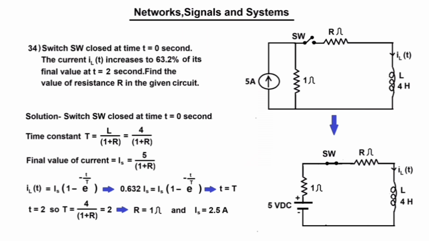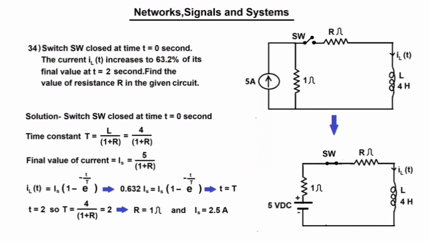When switch S is closed at time t equal to 0 second, time constant τ equal to L upon total resistance, 1 plus R ohm, is equal to 4 upon 1 plus R. And current i(t) equal to I_s multiplied by the bracket 1 minus e raised to power minus t upon time constant τ.